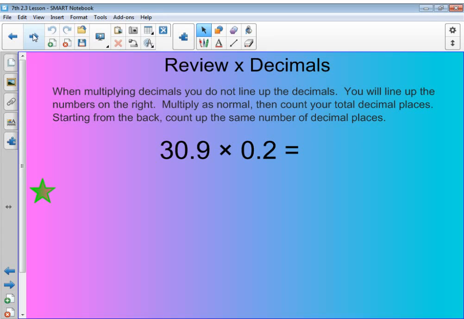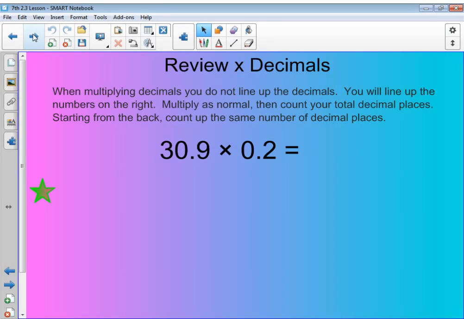Second day of working with rational numbers and multiplying and dividing. So today we're going to review the rules for multiplying and dividing decimal numbers. Whenever you multiply decimal numbers, you do not have to line up the decimals. You'll line up the numbers on the right-hand side and then multiply as normal.